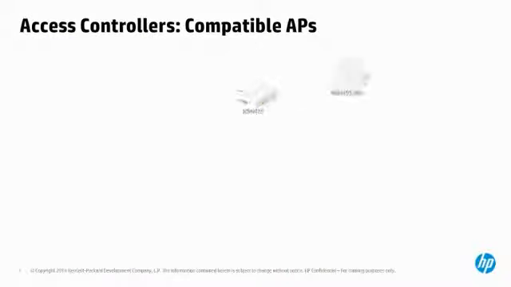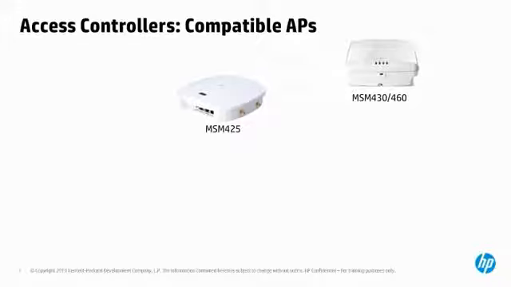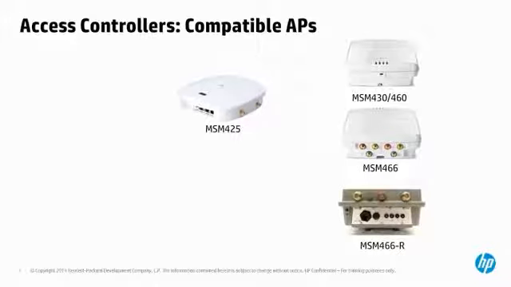The HP MSM 425 and 430 provide 2 spatial streams and 3x3 MIMO capability. With channel bonding, this provides up to 300 megabits per second of theoretical data rate. The HP MSM 460, 466, and 466R provide 3 spatial streams with 3x3 MIMO for up to 450 megabits per second data rates. All are 802.11n capable dual radio APs.